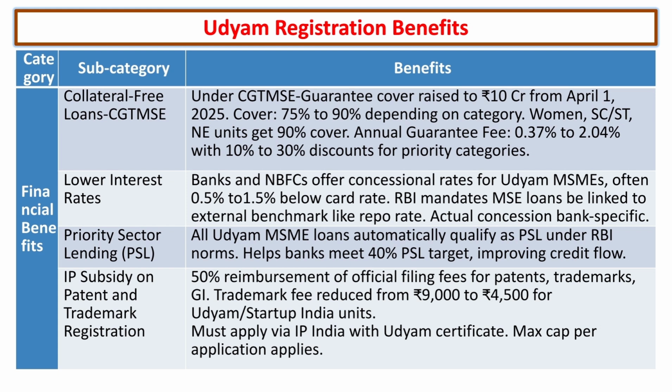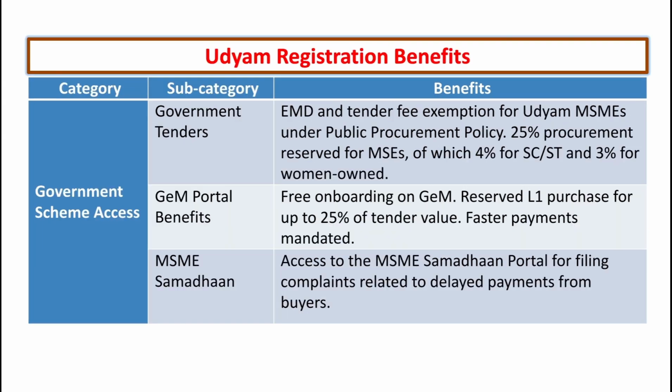IP, patent and trademark. 50% reimbursement of official filing fees for patents, trademarks and GI. Trademark fee reduced from Rs 9,000 to Rs 4,500 for Udyam and Startup India units. Udyam registration benefits. Government scheme access. Government tenders. EMD and tender fee exemption for Udyam MSMEs under public procurement policy. 25% procurement reserved for MSEs, of which 4% for SC/ST and 3% for women-owned enterprises.